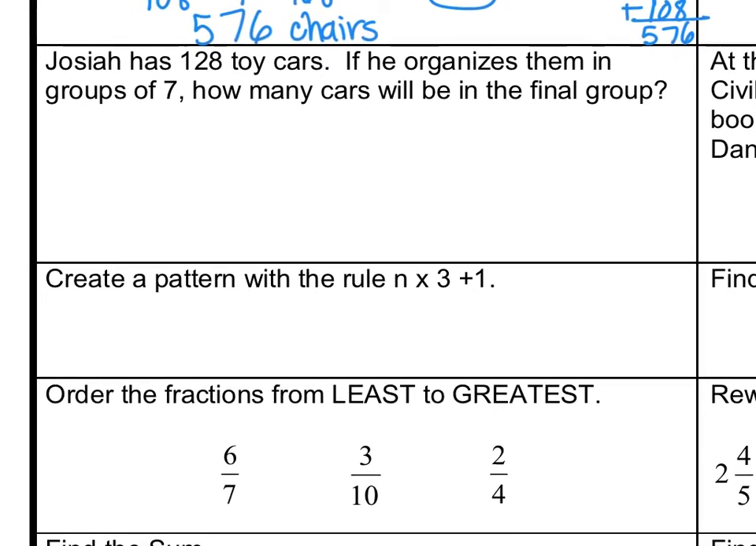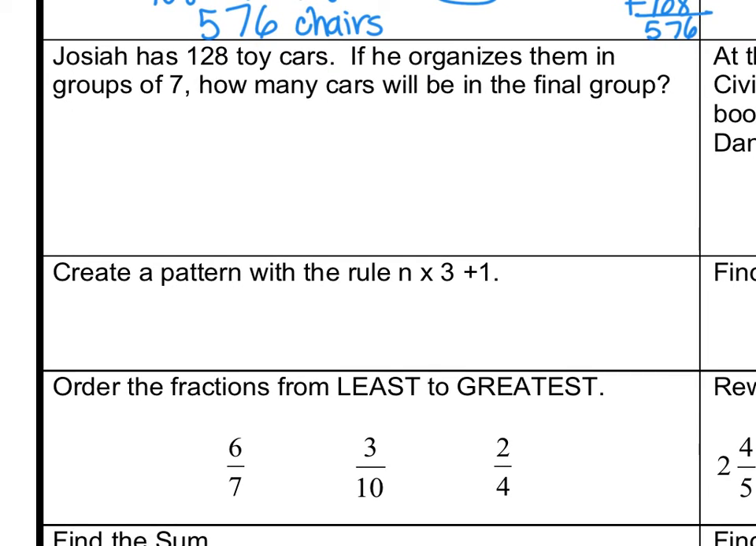All right, Josiah has 128 toy cars. If he organizes them into groups of 7, how many cars will be in the final group? Oh, okay. Now he's putting them into groups. That sounds like division. So let's do that. I know I'm going to need to put the first 2 digits together.